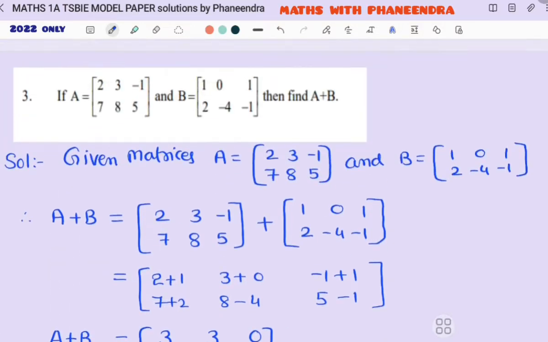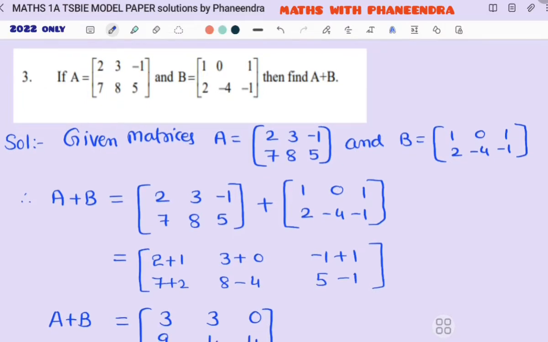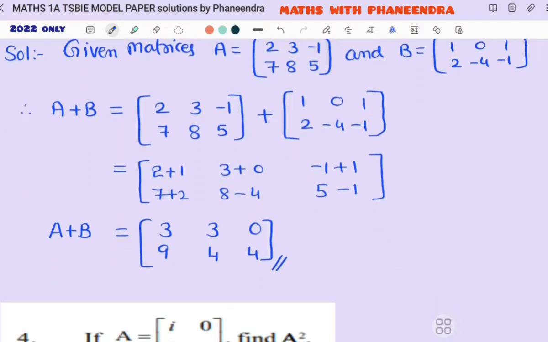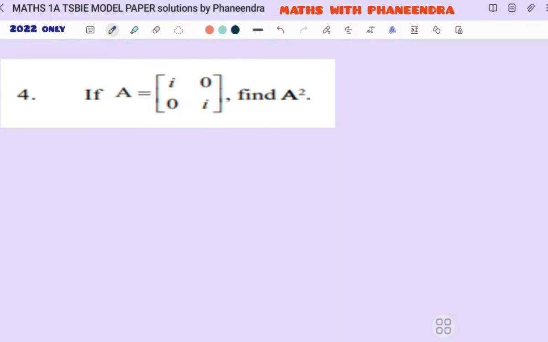So once again, corresponding elements you have to add. To add or subtract, what is the procedure? The order should be same. How many rows are there in this? 2 rows are there, 3 columns are there. Here also 2 rows are there, 3 columns are there. So then only matrix addition is possible. The order of both the matrices is same, then only addition and subtraction will be possible. I hope you understand, dear students. We'll move on to question number 4.